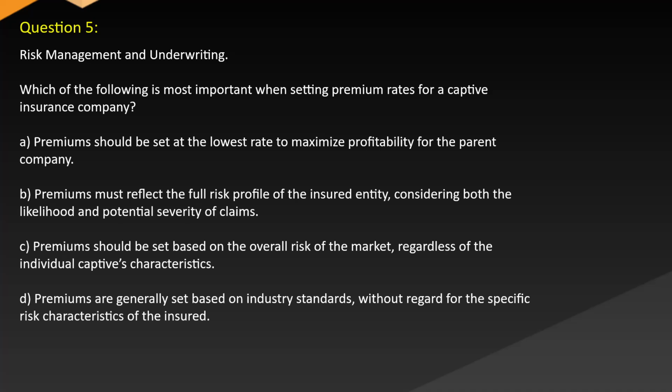Question 5. Risk management and underwriting. Which of the following is most important when setting premium rates for a captive insurance company? A. Premiums should be set at the lowest rate to maximize profitability for the parent company.